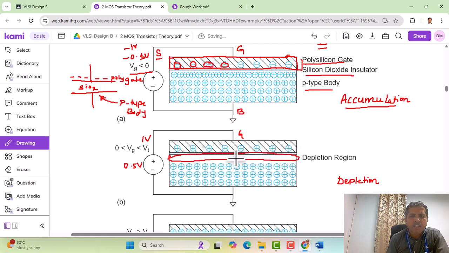This complete empty space shown here is called the depletion region below the silicon dioxide. There are no charge carriers here. All charge carriers have been pushed downward because of the small positive voltage applied here, since the upper plate polysilicon gate has positive charges that repelled the positive charges below the silicon dioxide. This mode of operation is called the depletion mode. In depletion mode, we apply a very small positive voltage to the gate.